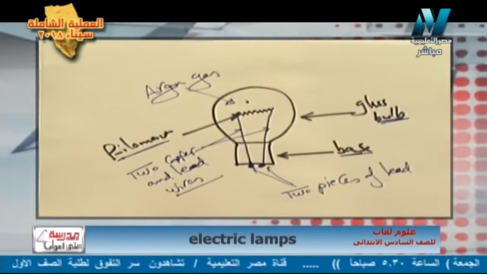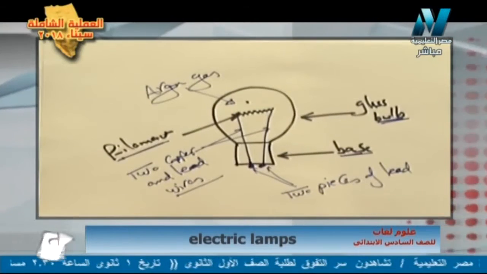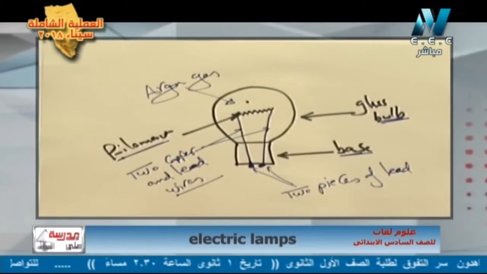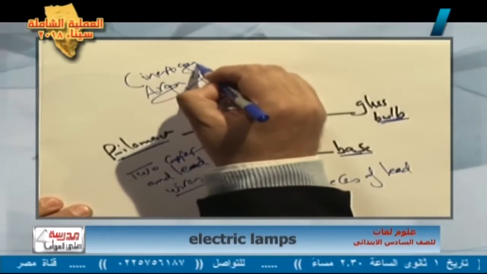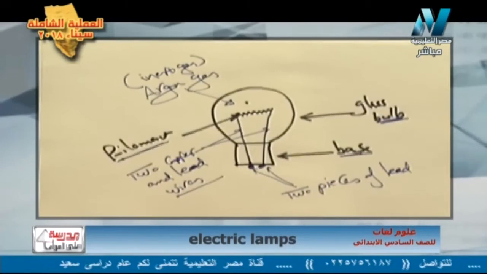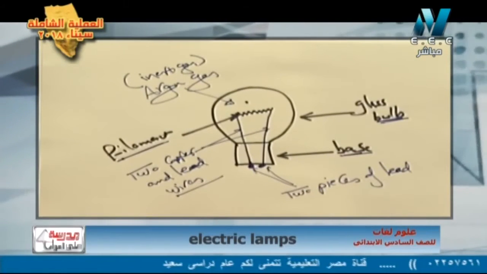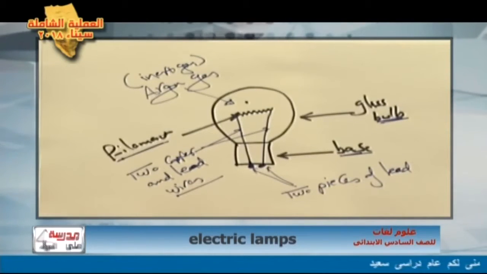It is a gas we call an inert gas or an inactive gas that prevents burning. So here I must put inert gas inside the lamp. Why? Or give reason. What is the function of this inert gas or argon gas? To prevent combustion or to prevent burning of the filament.